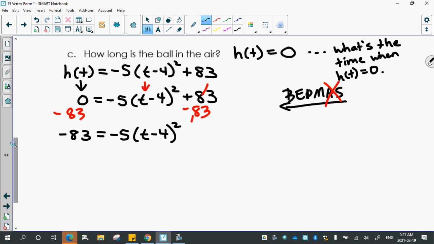What's the next thing you would do to both sides? Yes, divide by -5. And then go to your calculator and see whether that's a nice number or not, meaning a decimal that just ends, or an integer. If not, just leave it as -83 over 5, or 83 over 5. It's 16.6 though, so that's fine.